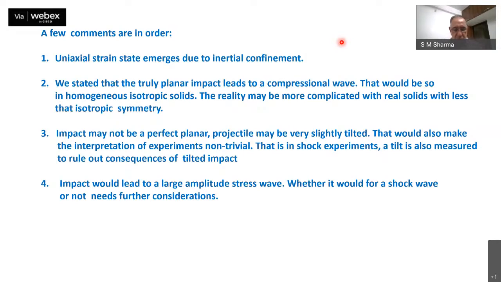So a few comments in order based on what we talked about. Uniaxial strain emerges due to inertial confinement. We said before, lateral dimensions begin to release. Only during that period, the strain is uniaxial. It was stated that truly planar impact leads to compression waves. That would be so in a homogeneous isotropic solid or a fluid. In reality, when there are anisotropic solids, it may be more complicated. It may not be a compression wave only in one direction. There is likely to be shear deformations and so on. So complications arise when you are dealing with materials not close to isotropic.